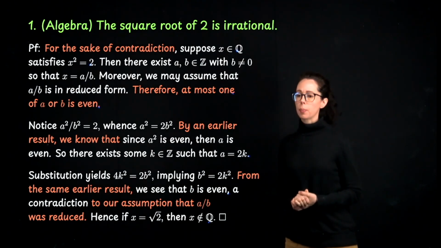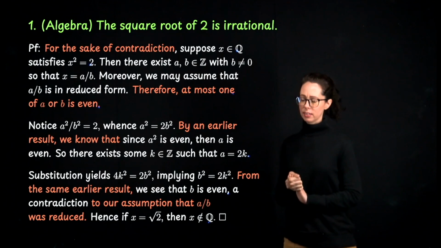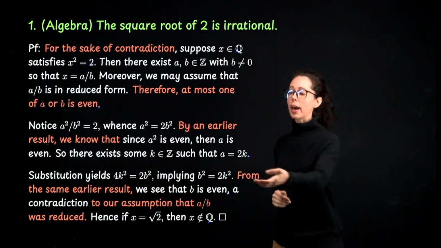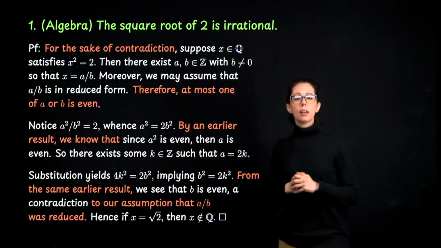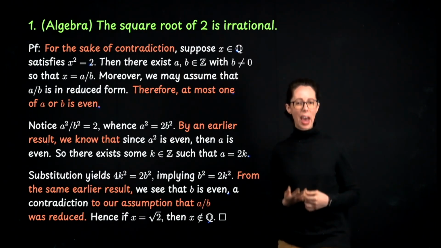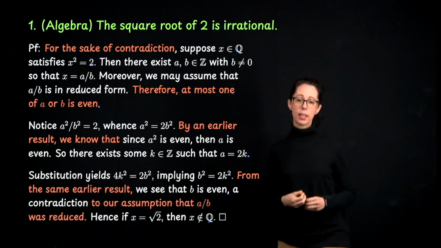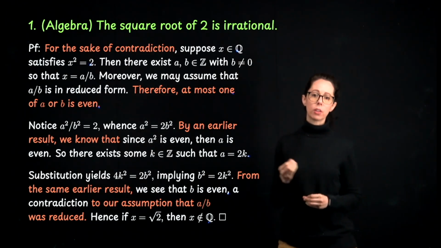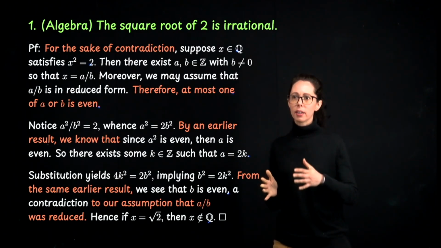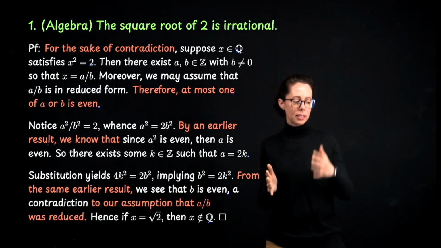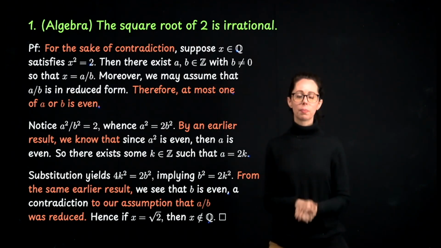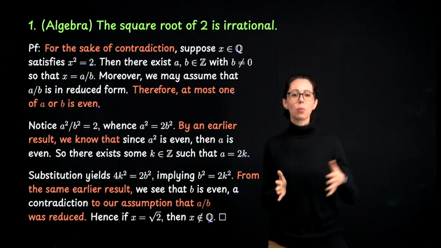Okay, and then paragraph 2 is all about how if a over b squared, or in other words, a squared over b squared is 2, we can work out that a itself is even. Notice that I am in the middle of a narrative about proofwriting, and we had an earlier result that told us that if an integer squared is even, the original integer was itself even. If you are building up a sequence of results and you are using an earlier result, cite that. It's always nice to say where your knowledge has come from.